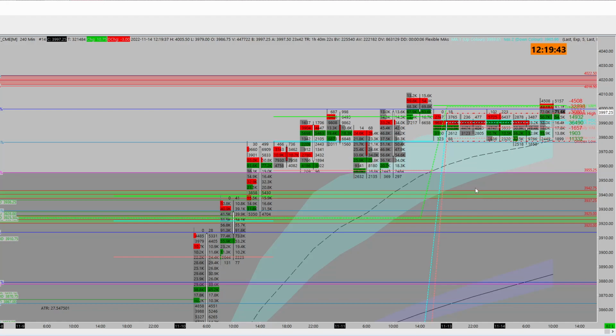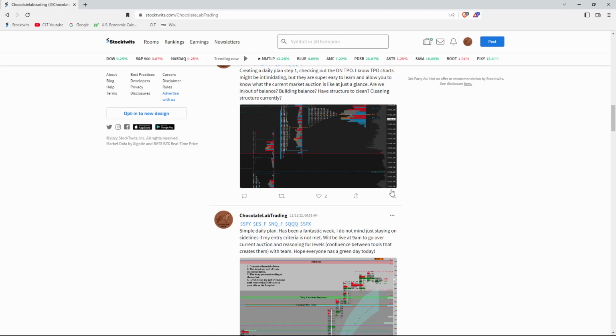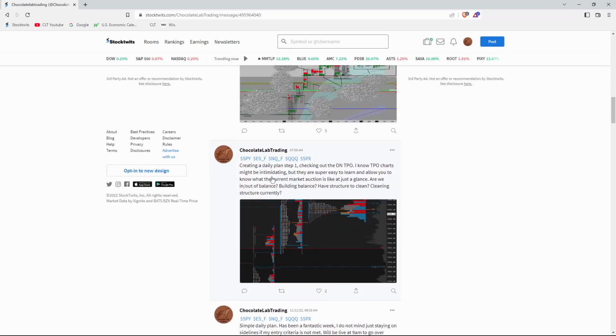Not much to really go over today, but nonetheless, let's talk about what I was posting on StockTwits and on YouTube, right? I posted on the community tab, and then we'll get into today's price action and take a look at the order flow. So, we start our days, or at least I do, creating a daily plan.